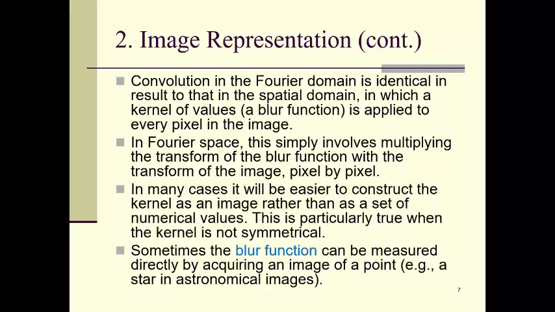Okay? So that's why here we have said that if I apply this delta function, which is represented by the image of a single point, the output here will be exactly equal to the defect function of the camera that I'm using to capture this. Clear? You understand the idea? So that's why you're saying that sometimes the blur function can be measured directly by acquiring an image of a point. We call it a star in astronomical images, and this should be a single star. Okay, just one white point.